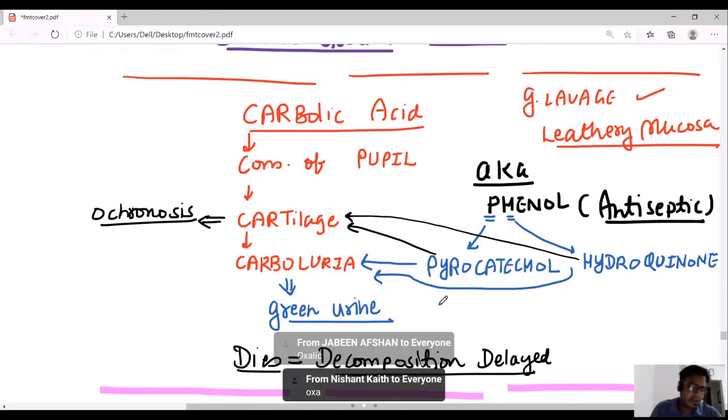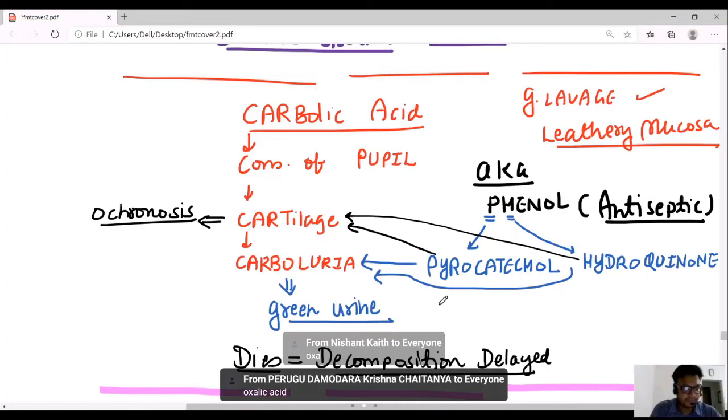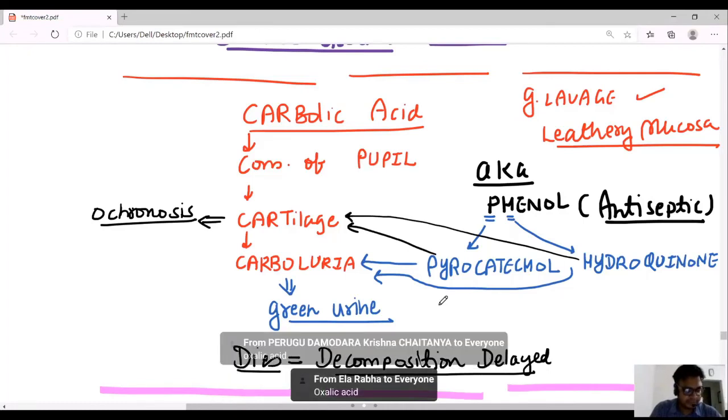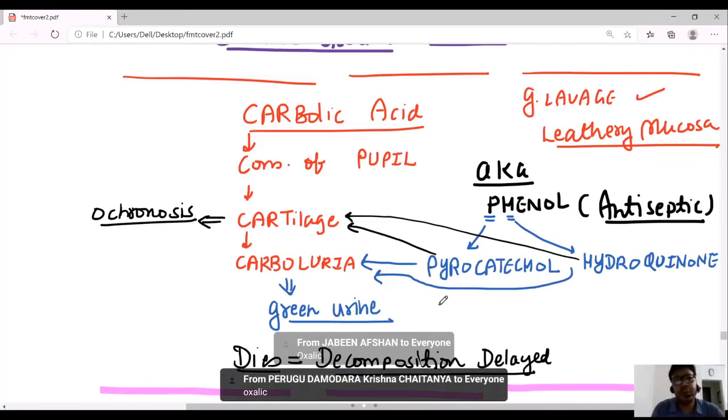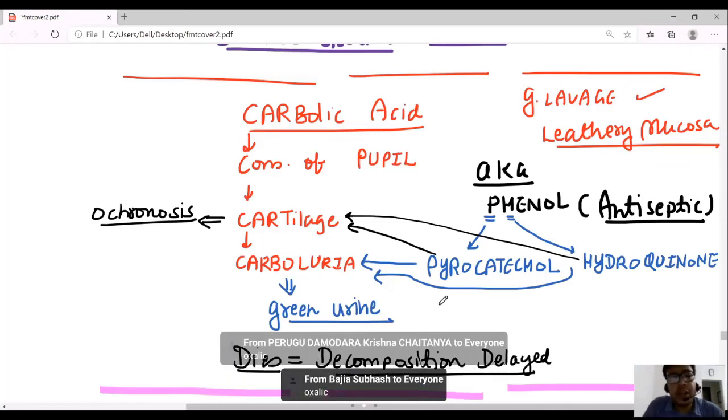Yes, it is oxalic acid poisoning. Wall scraping is used in which poisoning? Yes, it is oxalic acid poisoning. Boiled lobster syndrome is seen in which poisoning? Boiled lobster syndrome is seen in boric acid.